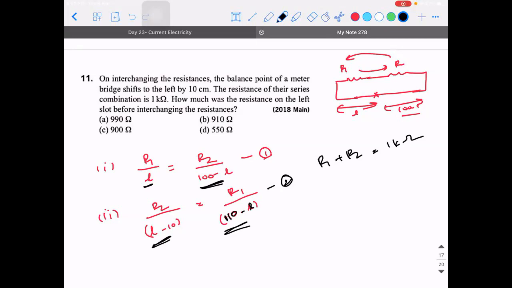So I've given the outline. Is there any doubt? No. Okay. So that's all. So I hope meter bridge is clear, right?